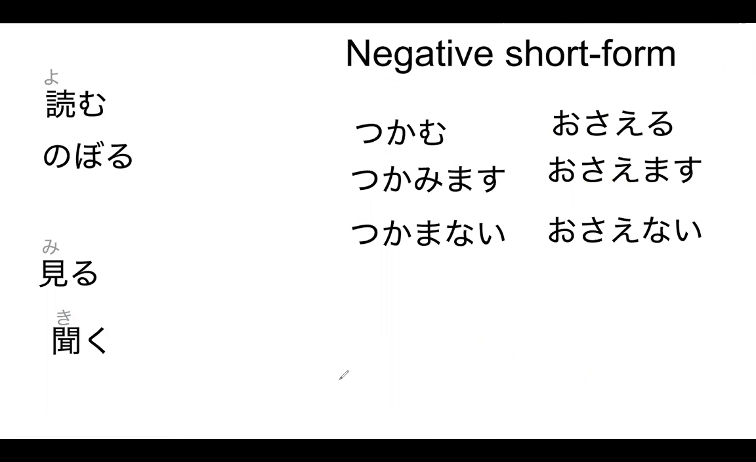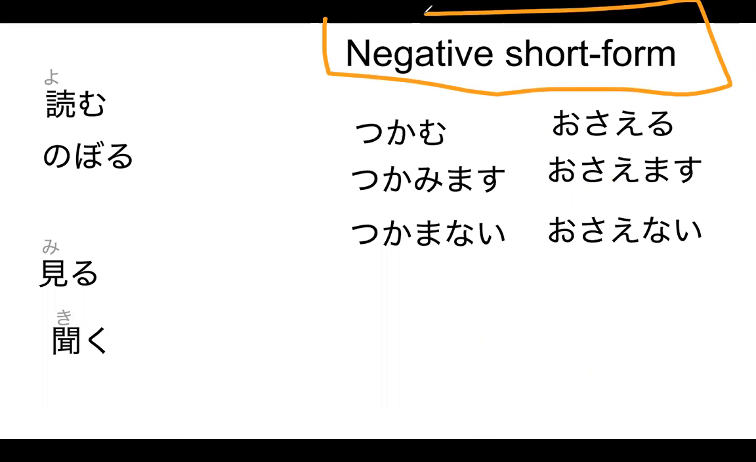So now we're looking at more conjugation, and this is going to be negative short form. For yomu, negative short form means you delete the u sound and add anai. Yomu ends in a u sound, right? So u leads to an a, so it becomes yomanai. We made the mu into a ma sound. Yomanai means to not read.